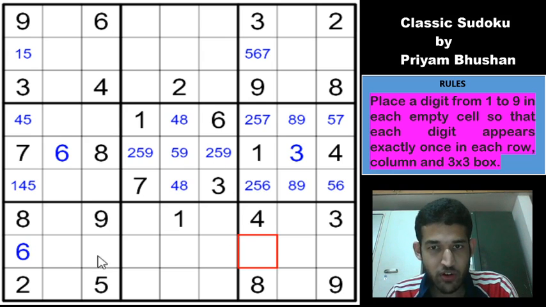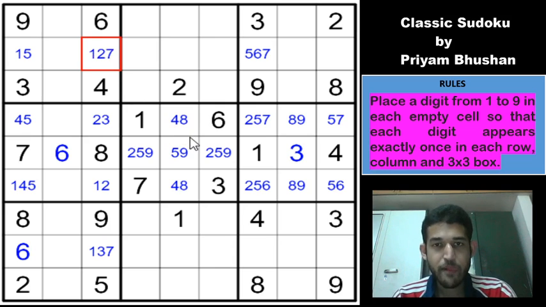Now let's focus on column 3, 4, 6, 8, 5 and 9. So remaining digits are 1, 2, 3 and 7. This can't be 1 or 7, so this is 2, 3. Can't be 3, 7, so 1, 2. Can't be a 2, 1, 3, 7. And can't be a 3, so 1, 2 and 7.